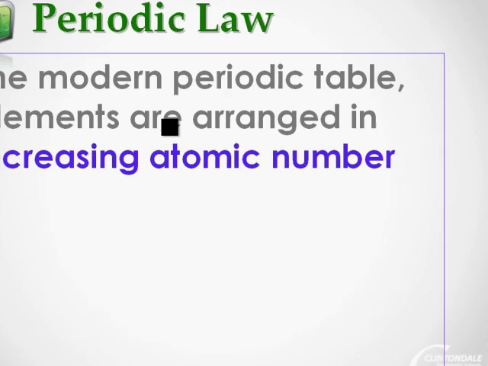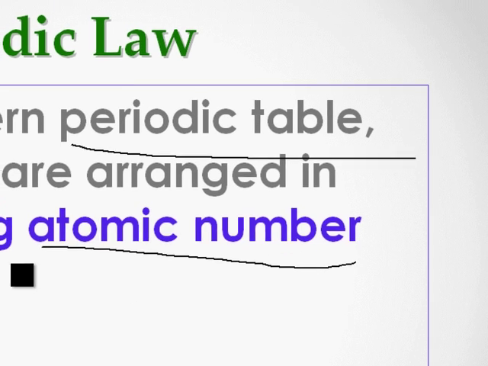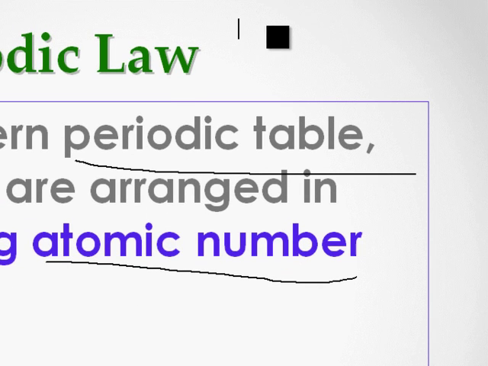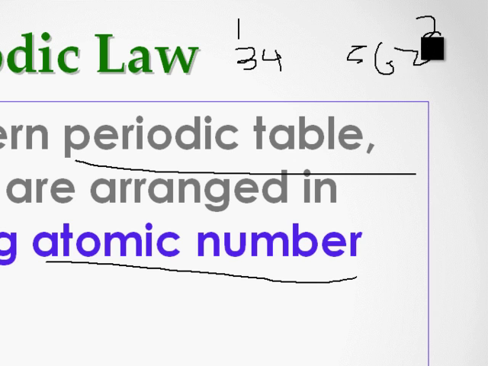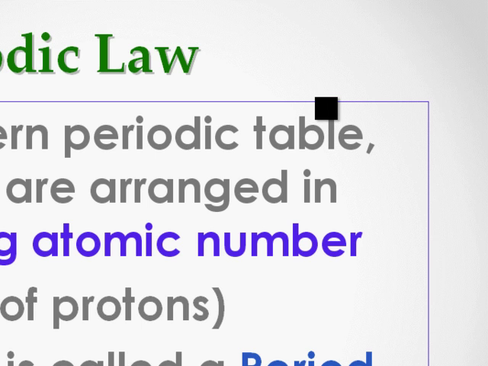Periodic law. In the modern periodic table, elements are arranged in increasing atomic number. So, number 1 is here. Then you go over here, you have number 2, then you have number 3, and number 4, and over here you start having 5, and 6, and 7, and 8, so that they're in an order. And it's based on the number of protons.